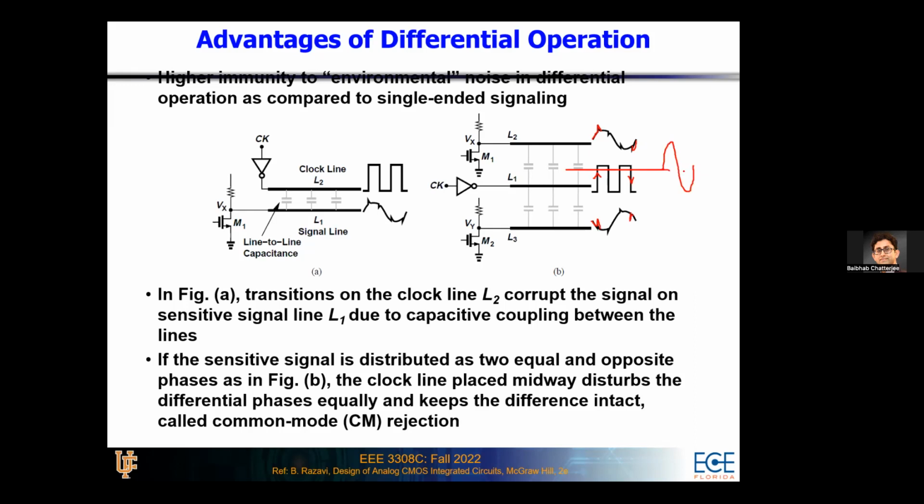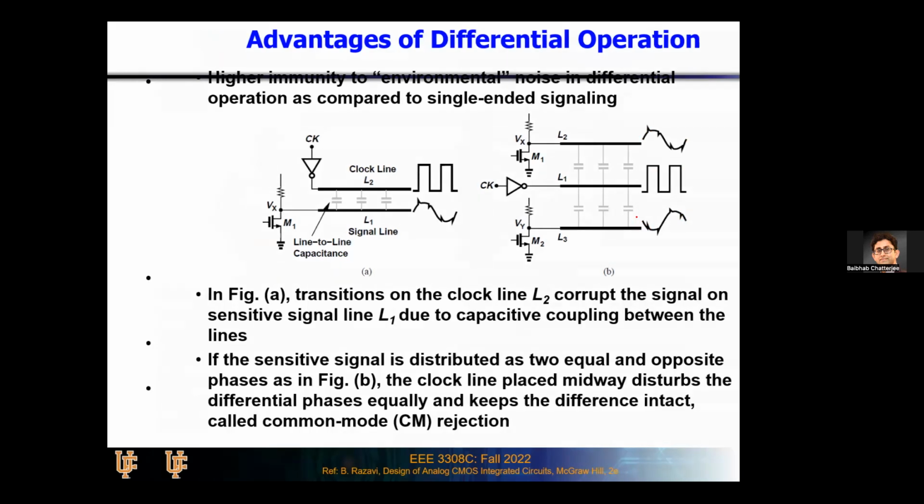The sine wave will be two times more in amplitude than the individual amplitudes of these sine waves, but it will also be clean in terms of the interference from the clock. Because the way the clock affected the sine wave was that there was an upward going spike for both of these signals and a downward going spike for both of these signals at the same time. So that's the biggest advantage of having differential operation.